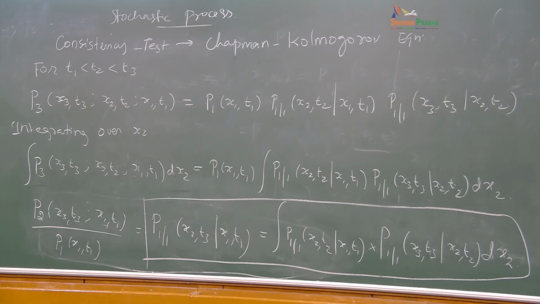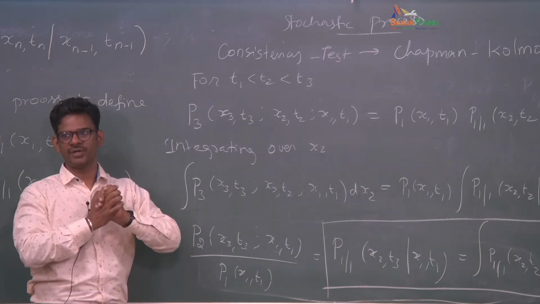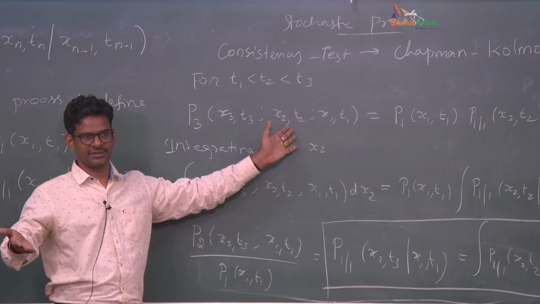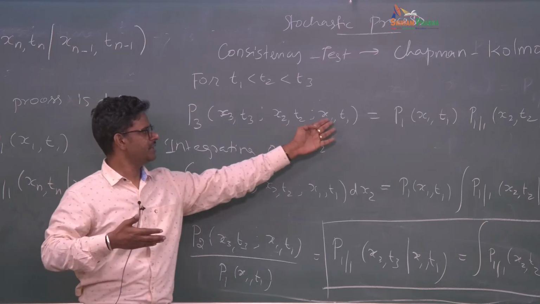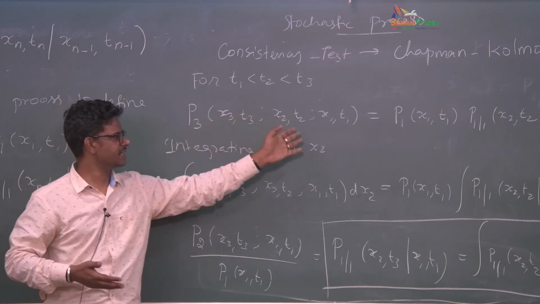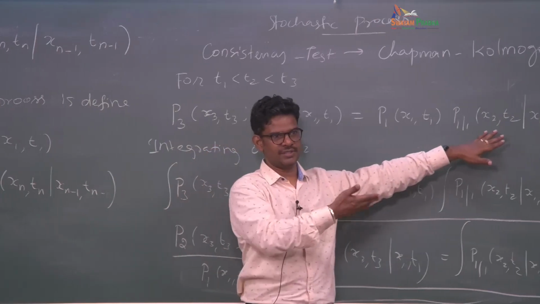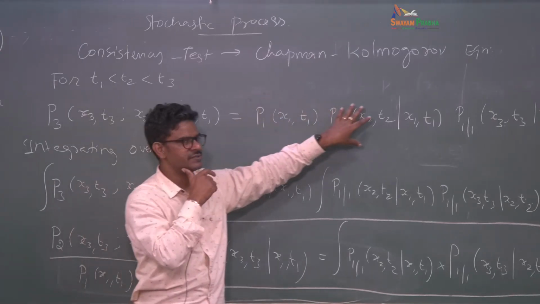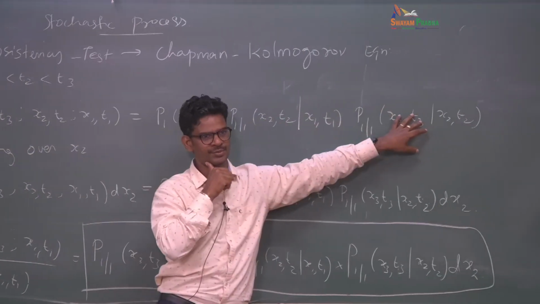Let me again walk you through here. So what we are trying to do is, I have three discrete time points t1, t2, t3, and I am writing the joint distribution function between t1, t2, t3. This can be written based on the transition probability of a Markov process, single point distribution times products of two transition probabilities.